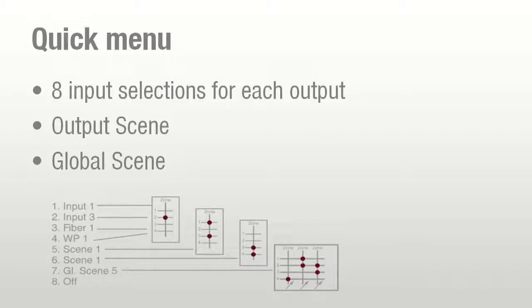Selection 1 is input 1. Selection 2 is input 3, only one selection. Then we have behind number 3 fiber 1, behind number 4 my local wall panel input, behind number 5 scene 1, behind number 6 also scene 1, let's say scene 2, behind number 7 global scene 5.